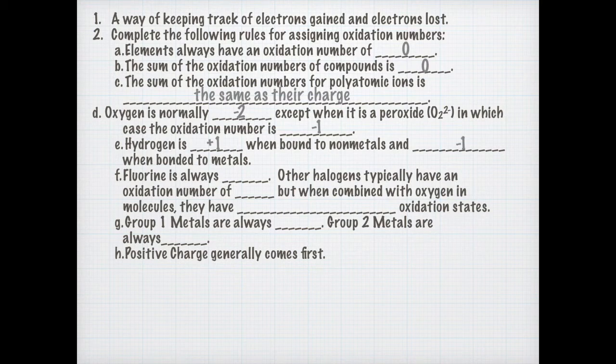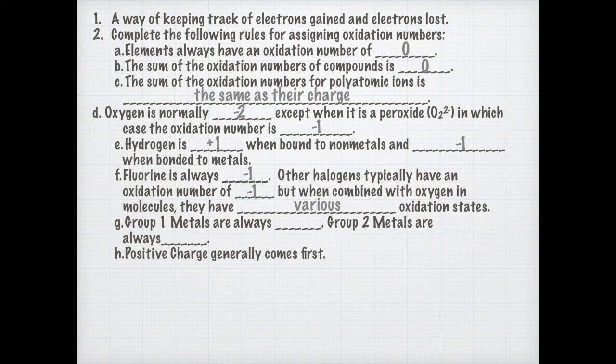Okay? Fluorine is always going to have an oxidation number of -1, which is the same as its charge. Other halogens tend to have a -1 oxidation number, just like their charge. Okay? But when they're combined with oxygen, because oxygen always has that -2 oxidation number, except when they're peroxides, then halogens can have various oxidation states, which we'll look at.